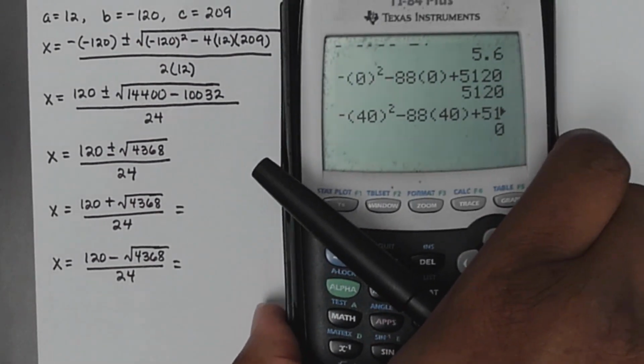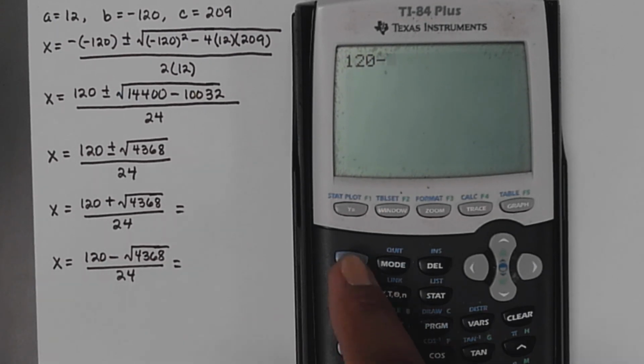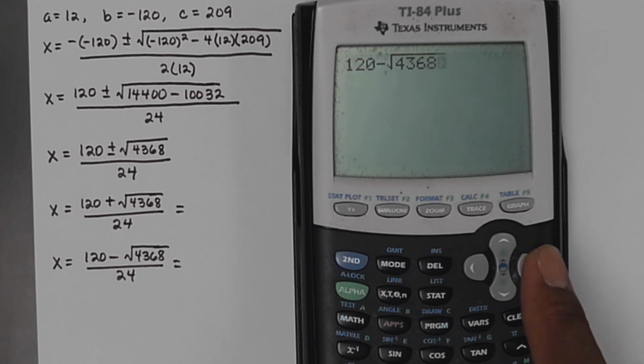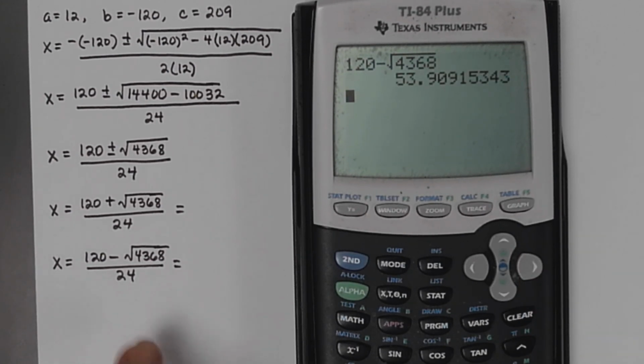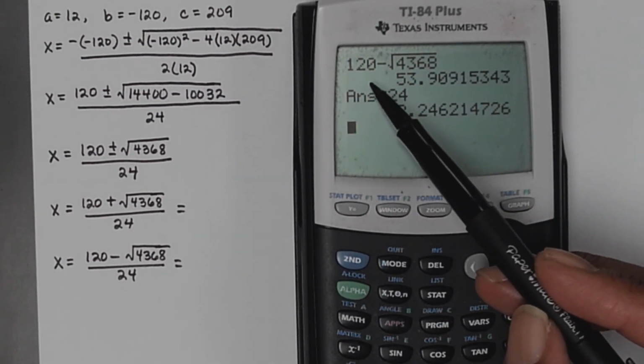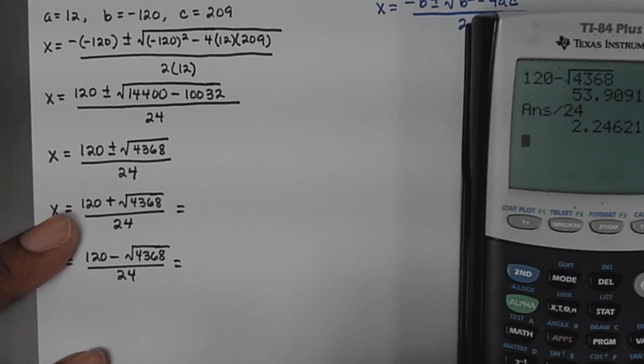So here we're going to have this: 120 minus, second x squared for the square root, 4368, and then I'm going to go ahead and press enter, but I have to divide that by 24. To 2 decimal places, that's like 2.25. Oh, I did minus. I did this one right here, down at the bottom. So that's 2.25.